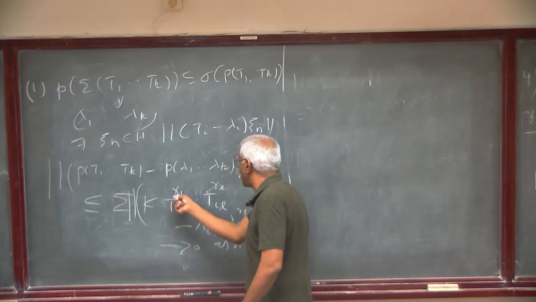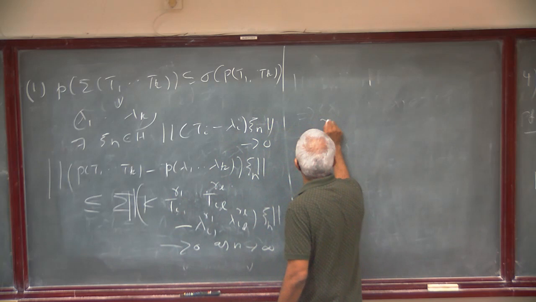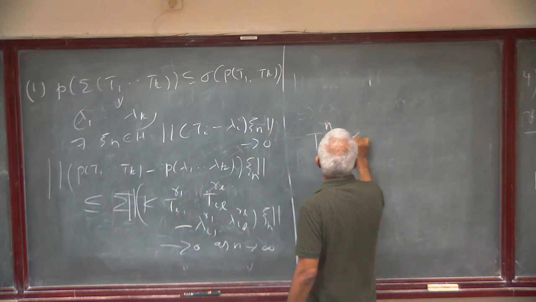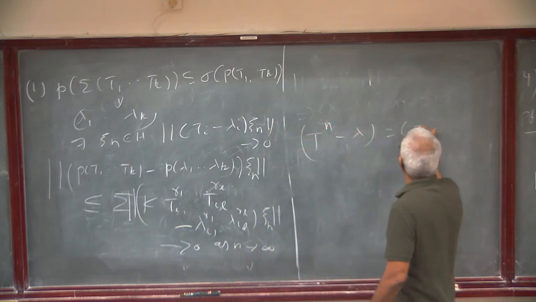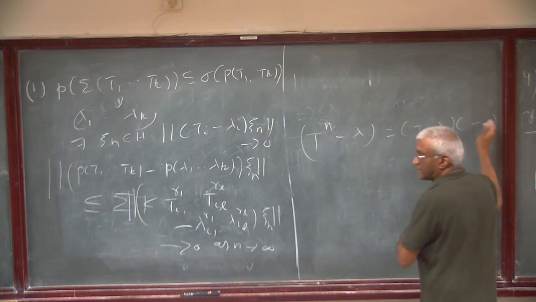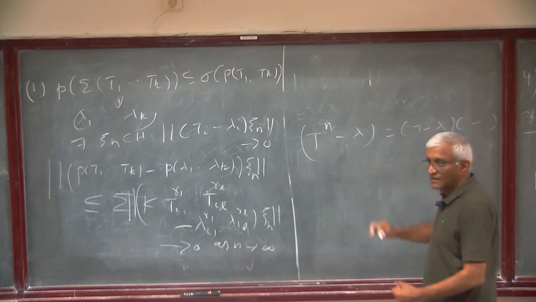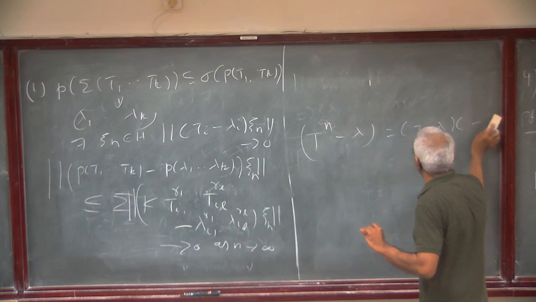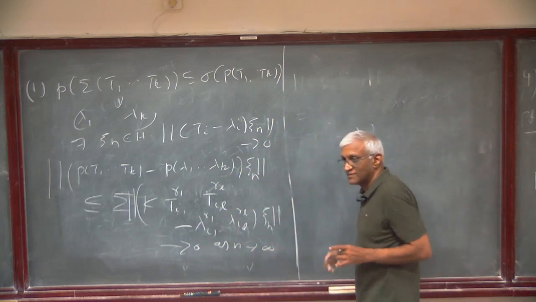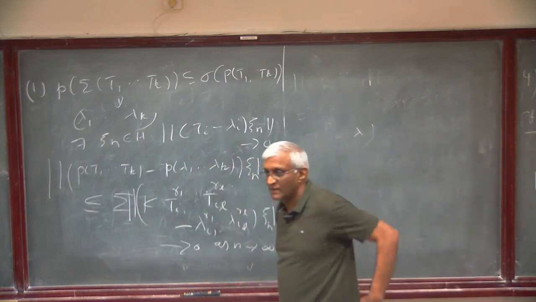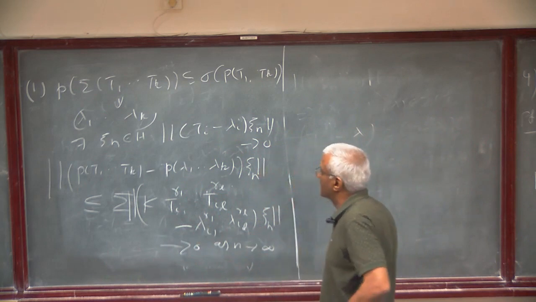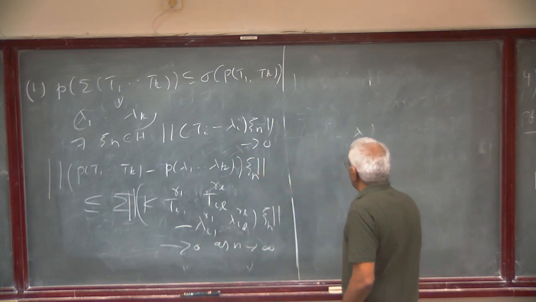Some constant times one term, and again this is T power R. This is also true: T power n minus lambda power n is equal to T minus lambda into something. So use all that, and you can prove that this goes to 0. So one way is just a calculation. Now to prove the other way.